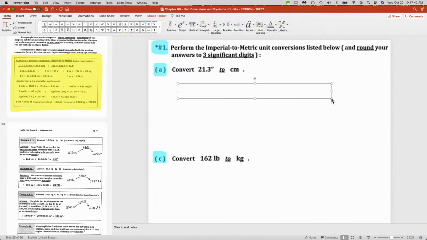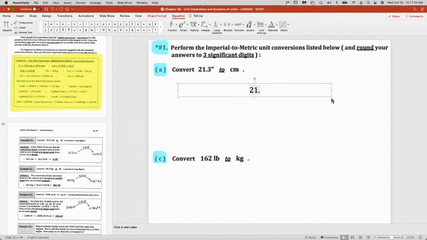So in this case, we have 21.3 inches, and we want to go to centimeters. So to go to centimeters, we need a relationship between inches and centimeters. You can see it in the table here possibly. If you can't read that, don't worry. I'm going to just type the conversion in here as well. I know that we want centimeters, so we have to put centimeters on top. Also, we know that 1 inch, based on that conversion, is 2.54 centimeters.